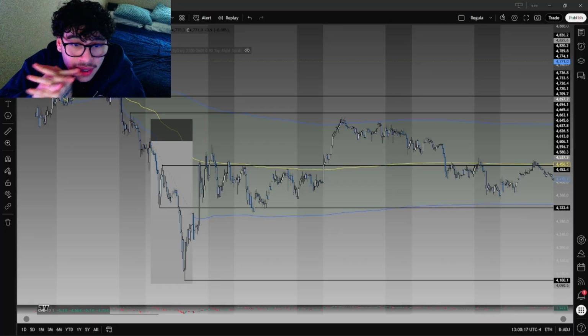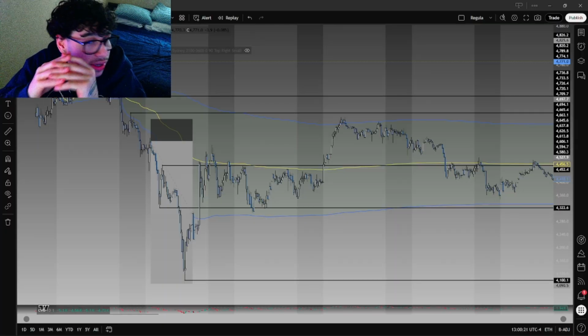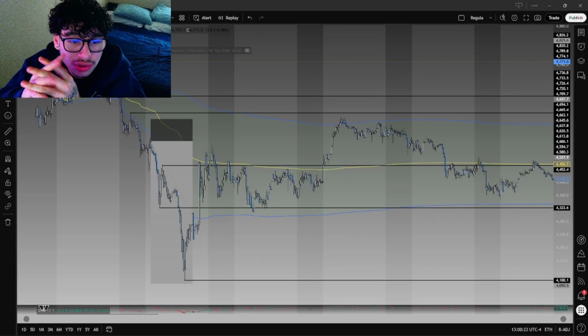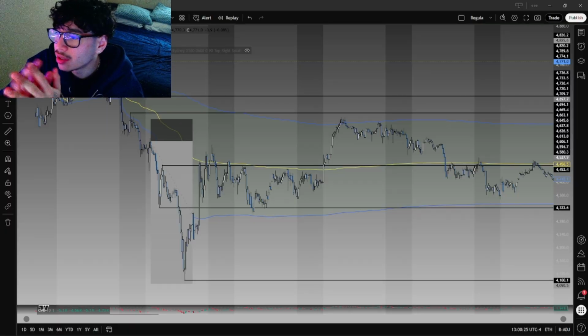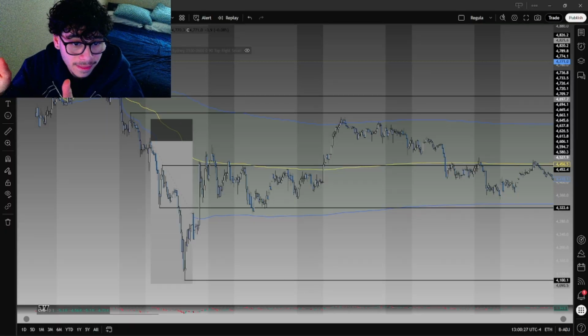Anchored VWAP is basically a way to track the true average price from a key moment in the market. And once you start using it, you'll see why so many traders really rely on it.